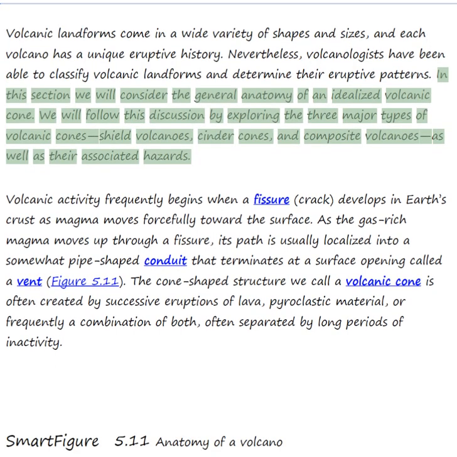In this section, we will consider the general anatomy of an idealized volcanic cone. We will follow this discussion by exploring the three major types of volcanic cones: shield volcanoes, cinder cones, and composite volcanoes, as well as their associated hazards.